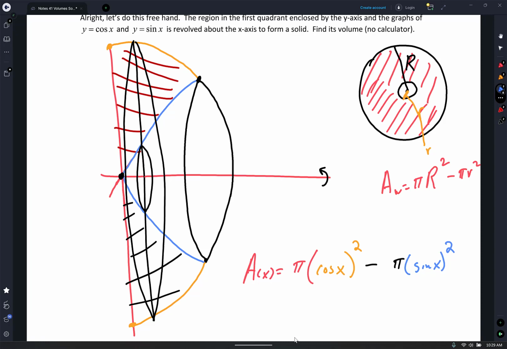Because this gives me the area of one cross-section. That cross-section is everywhere between 0 and wherever they intersect. You need a little bit of pre-cal, not extreme. Do we know where they intersect? At what x value?